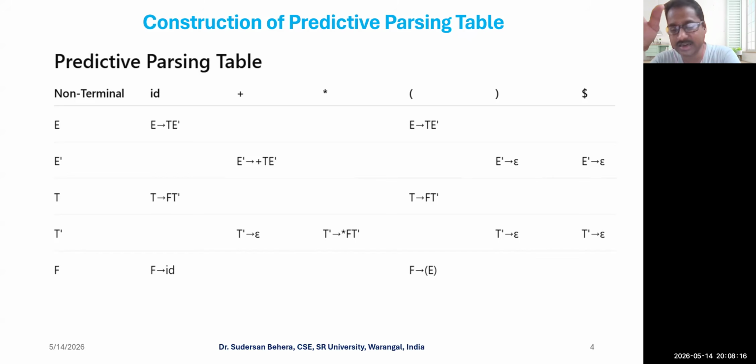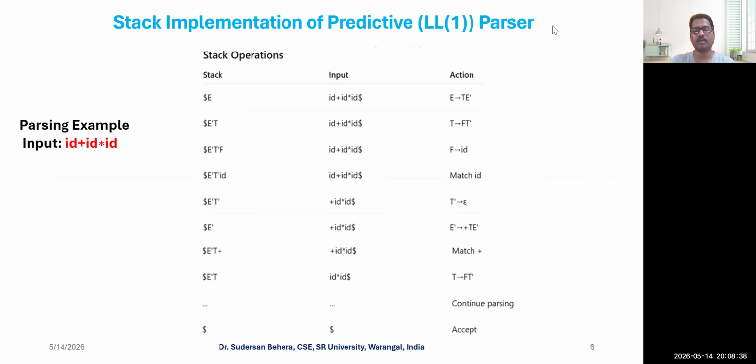The next role is to implement, to realize the stack implementation of the parser. Realize how exactly the parser works. Because the parsing table has already been constructed using first and follow, and the grammar and the sentence are given, we have to see how the parsing process is carried out using this top-down predictive parsing. That realization is also known as the stack implementation.